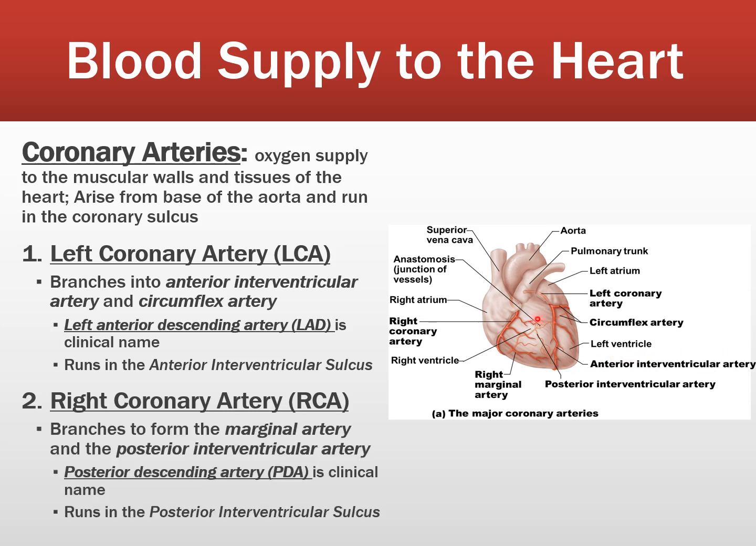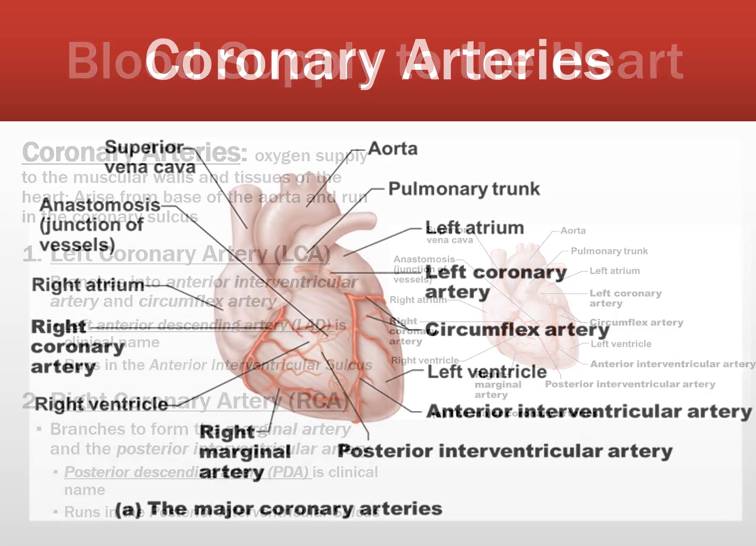And then the right coronary artery is going to branch and go around in the coronary sulcus, and it's going to give off this right marginal artery as a branch. Then it's going to continue down the back side of the heart and become that posterior interventricular artery. Or the posterior descending artery, or PDA, is another clinical name for it. But again, it runs in that posterior interventricular sulcus.